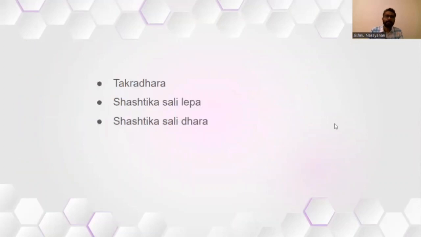Again, methods like Takradhara or Shastikashali Lepa or Shastikashali Dhara can all be incorporated in specific stages. Where we need Rukshana, we can use Takradhara; where we need more Snigdha Pradhana therapies, we can use Shastikashali Lepa or even Dhara, where the dryness of the skin and the issues with the itching can all be taken care of, and a more stable kind of remission can be expected.